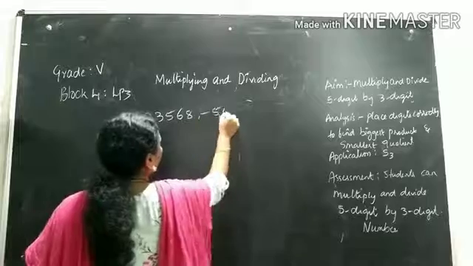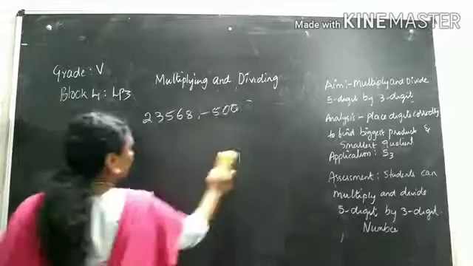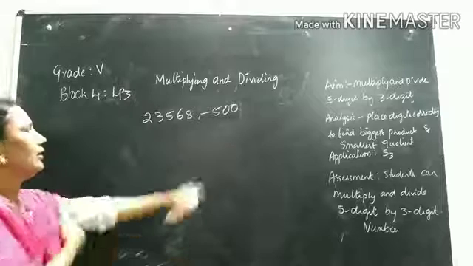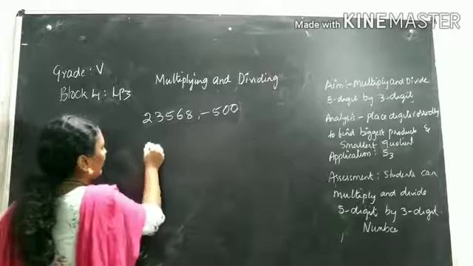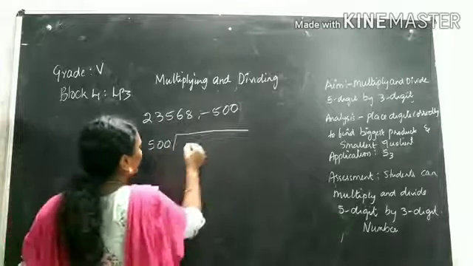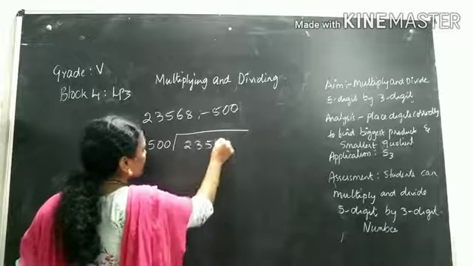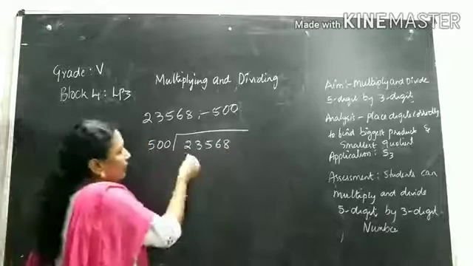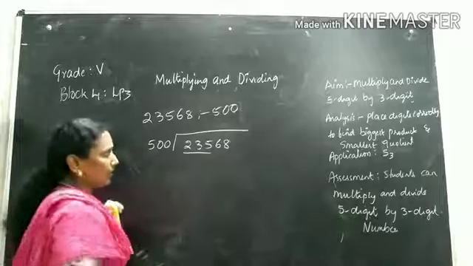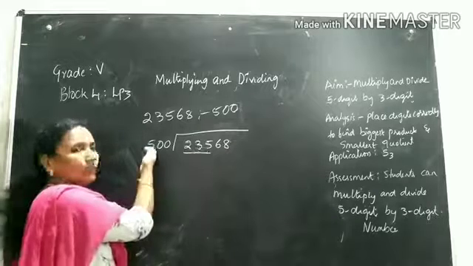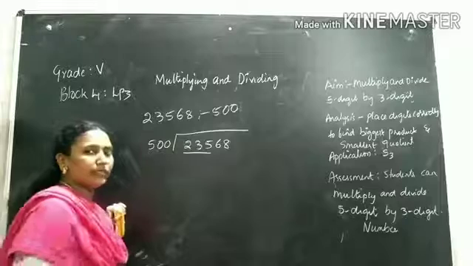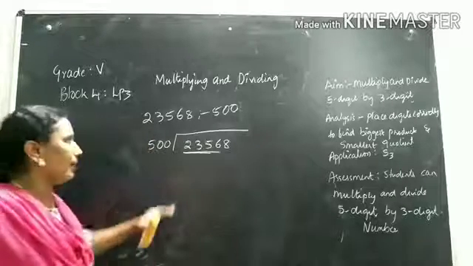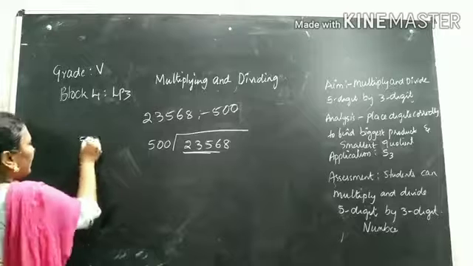Divided by 500. Now we will see how to divide this 5-digit number with 3-digit number. 500 divided by 23,568. Now see, I am going to take 3-digit number, but 3-digit number is lesser than this 500. So what I am going to do? I am going to take the 4-digit number. See, which table I have to know now?